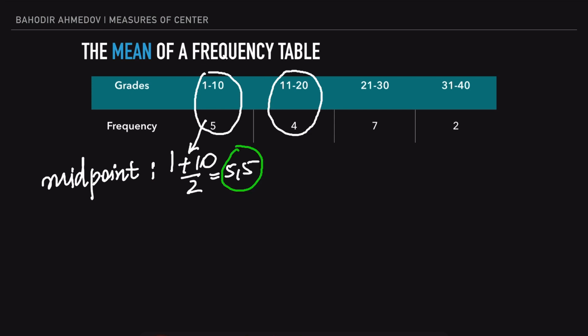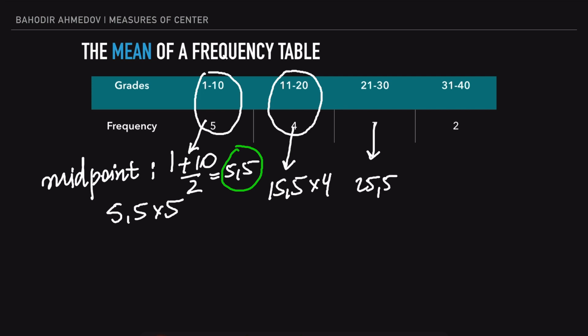So I don't know the values in this class, but I'm assuming that all of them are equal to 5.5, and there are 5 appearances of 5.5. It is going to be 5.5 times 5. At the same time, the typical value here is 15.5, and there are 4 appearances of 15.5. 25.5 is the typical value of this class, and there are 7 appearances of 25.5. And 35.5 is the typical value of this class, with 2 appearances of this number. So essentially, all of the values in a class are taken as the midpoints.